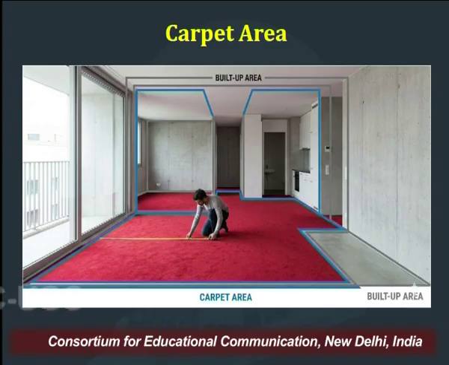See this image. You can see that in this image red carpet is laid in the area. All the area in which carpet can be laid comes under the carpet area, and the area in which carpet cannot be laid comes under the built up area. Carpet area will exclude the walls, any walls, balconies, circulation areas will be excluded from the overall carpet area.